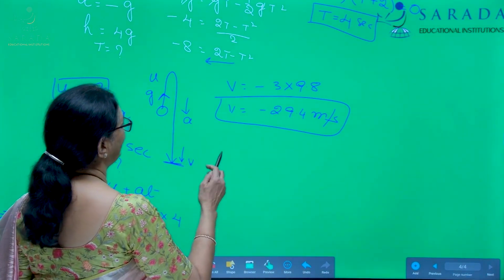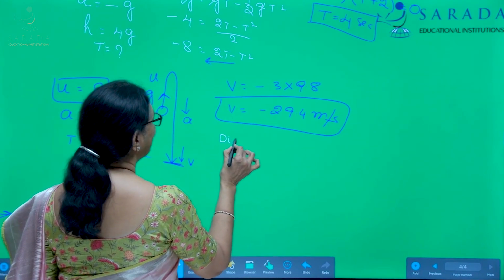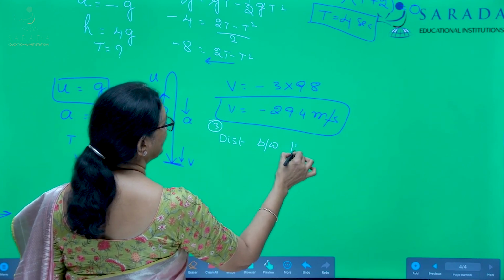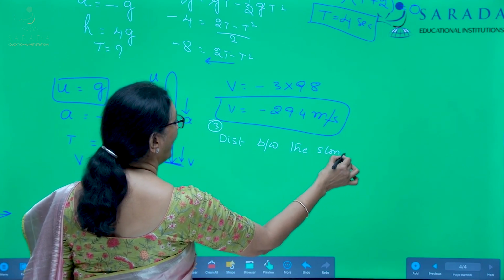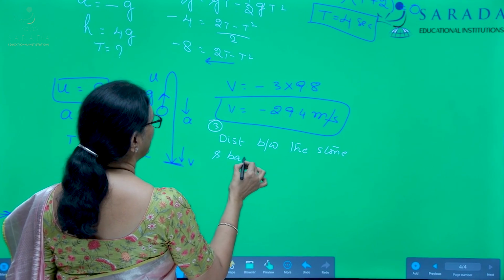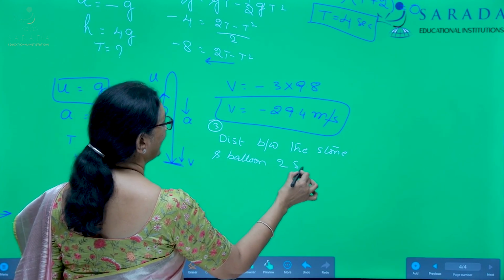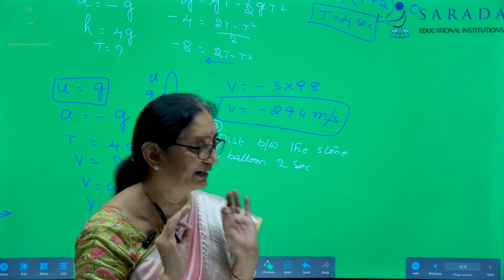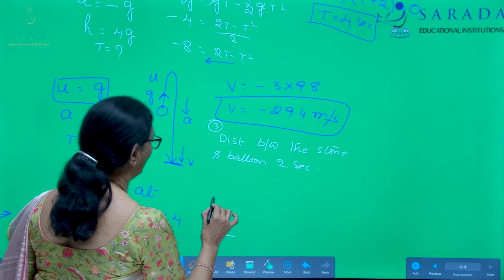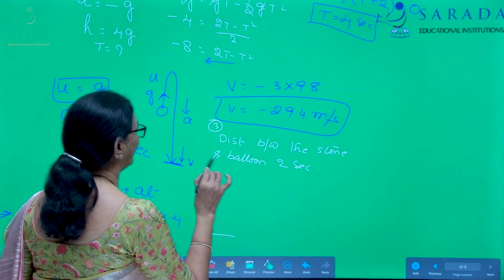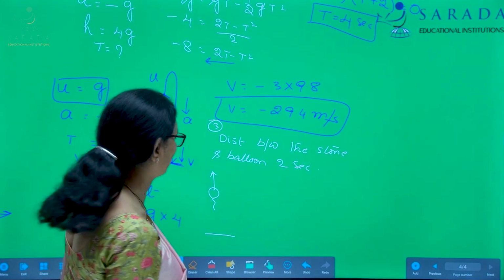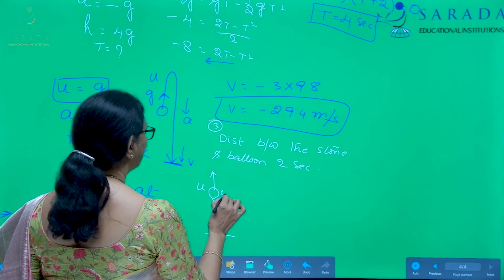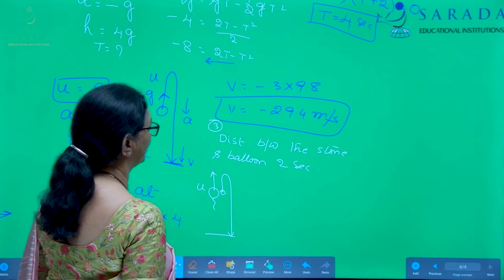And in the third part, you are asked to find out the distance between the stone and the balloon, 2 seconds after the release of the stone. So, follow me very carefully. See, this balloon is actually rising vertically up with uniform acceleration. At the instant of release, let its velocity be u, and the stone moves up and then it falls to the ground.